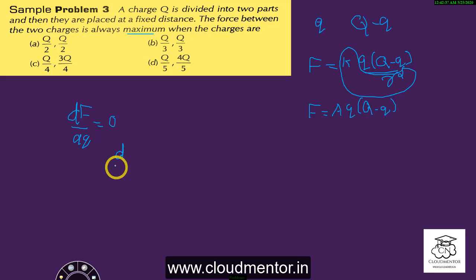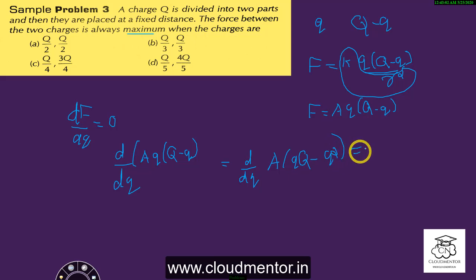That is, d/dq of A multiplied by q into (Q minus q), that is equal to d/dq of A multiplied by (Qq minus q square), that will be equal to 0, right? And so the derivative comes out to be A multiplied by (Q minus 2q), and that is equal to 0.